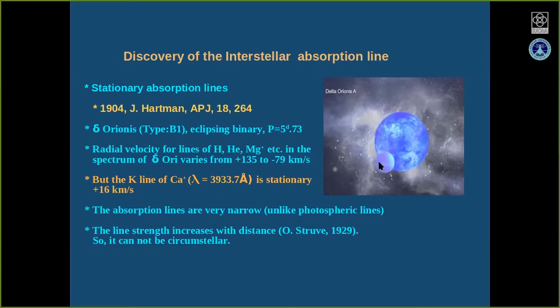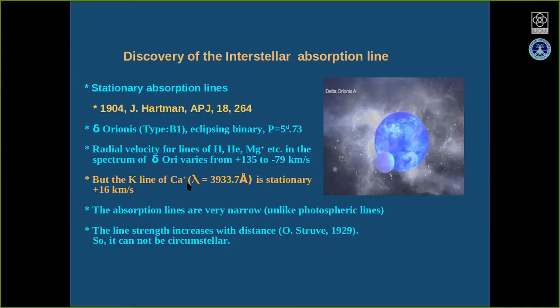So what will happen if you try to find out the radial velocity of some prominent line? When the star is coming towards you, the radial velocity will be increasing. If it is moving away from you, then the radial velocity will be decreasing. So he did spectroscopic observation. From it, he found that the lines of hydrogen, helium, ionized magnesium, etc. in the spectrum of Delta Orionis vary from plus 135 to minus 79 kilometer per second, which is obvious, and is the result we are expecting.